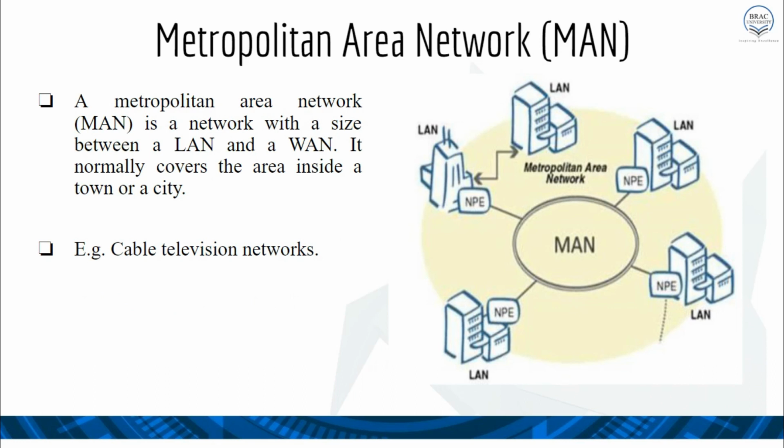A metropolitan area network is a network with a size between a LAN and a WAN. It normally covers the area inside the whole city or a town. An example can be cable television networks. Cable television operators provide connection to your home and other places in different parts of the city. So this is also forming a network, right? And this is covering the overall city or the town. So this is forming a MAN, which is Metropolitan Area Network.